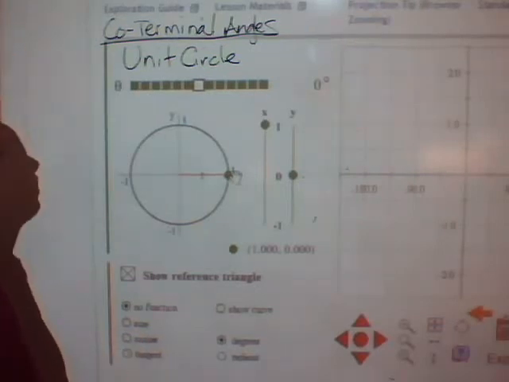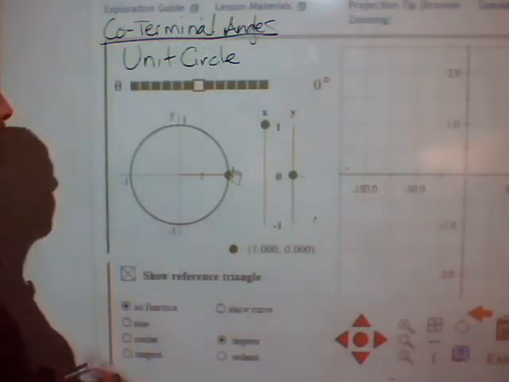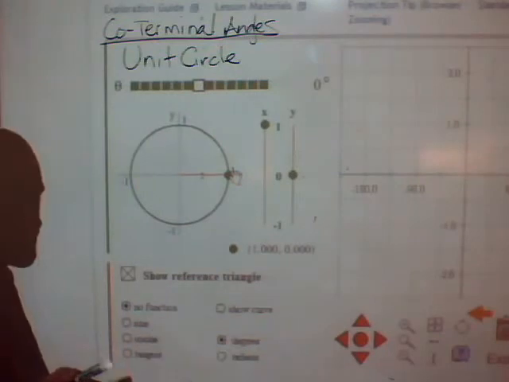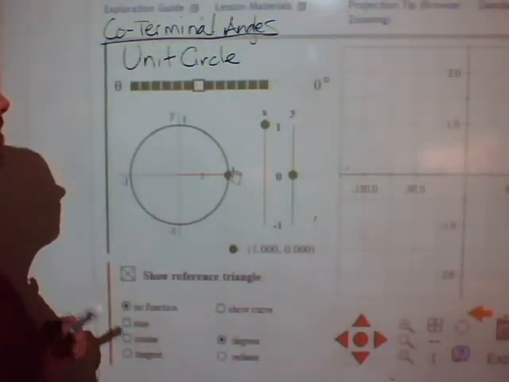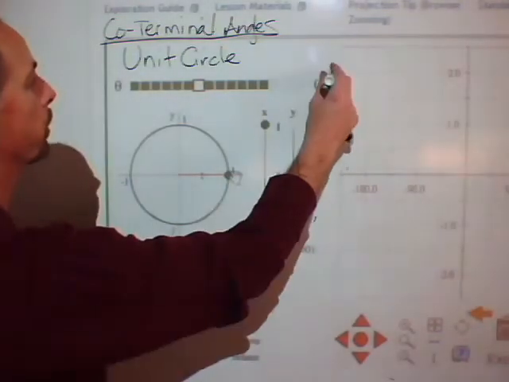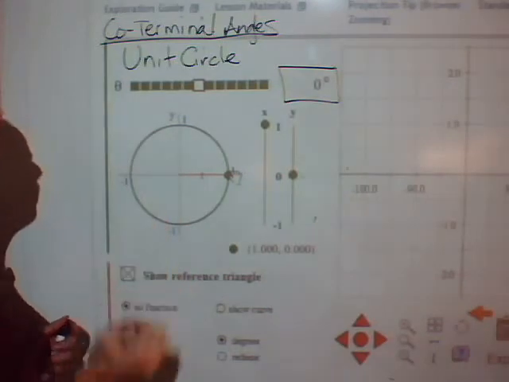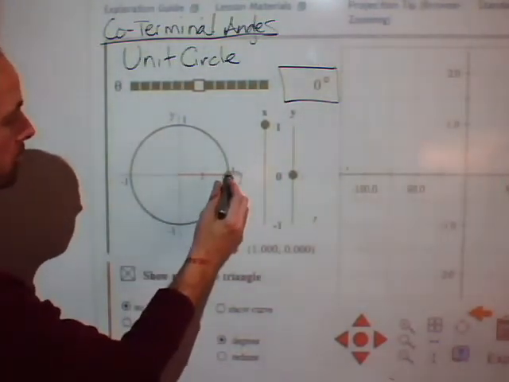Okay, what I'd like to show you here is a little bit more on coterminal angles on the unit circle. Coterminal angles are angles that have the exact same terminal side. Right over here, we're going to have our angle measurement. And what I'm going to do is move a point around the circle, and we're going to come up with different angle measurements.